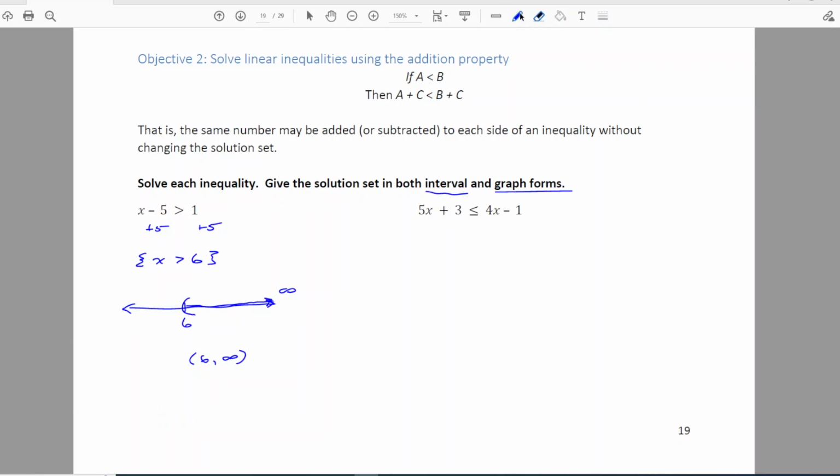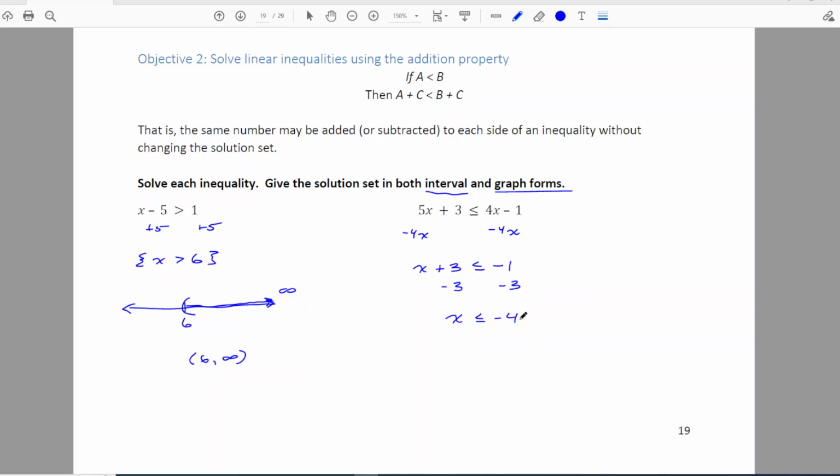Okay, this next equation. So for this one, the first thing I have to do is isolate my x term. So I'm going to put the x terms on one side. So I'm going to minus 4x from each side. I hate that my 4's always turn into 9's. So I end up with x plus 3 is less than or equal to negative 1. Then I'm going to isolate my x by minusing 3 from each side, and I end up with x is less than or equal to negative 4.